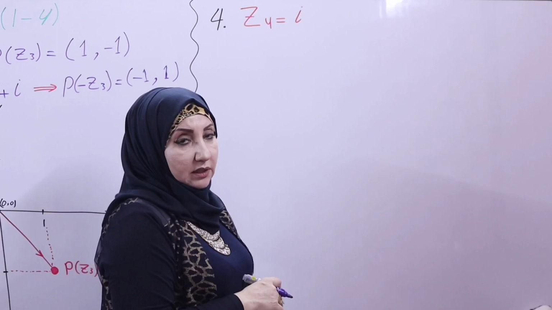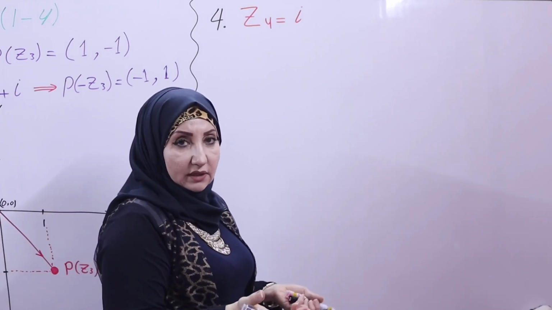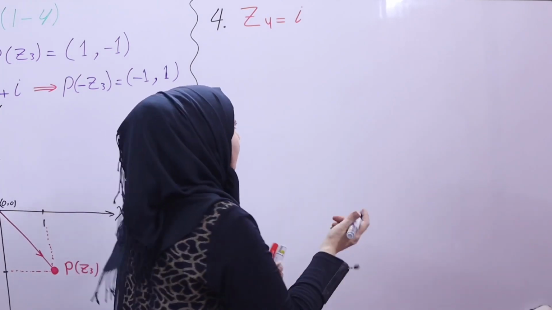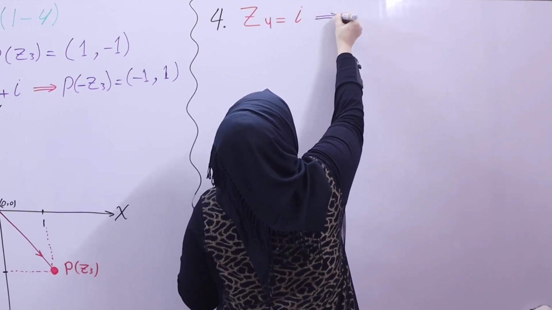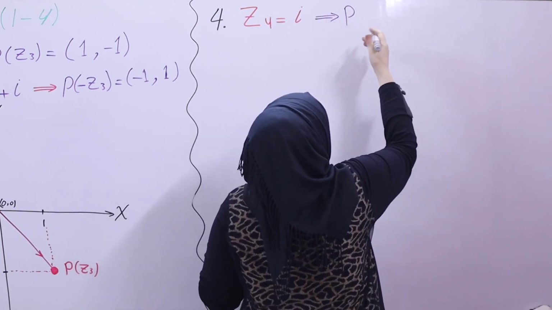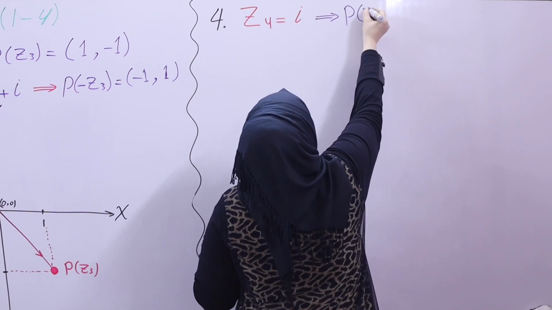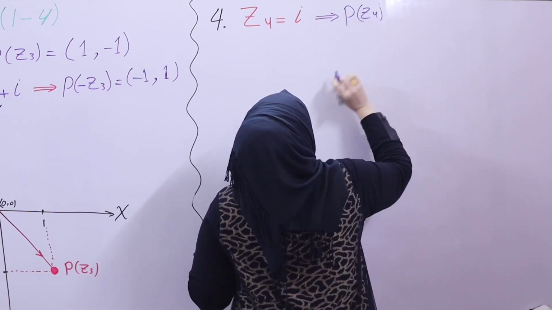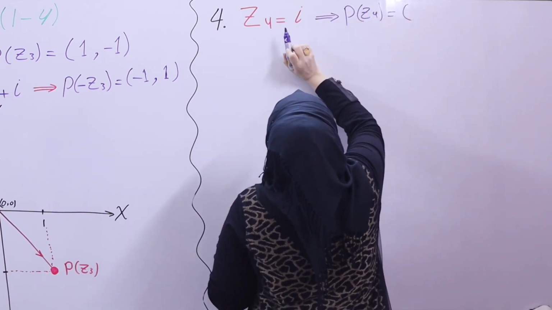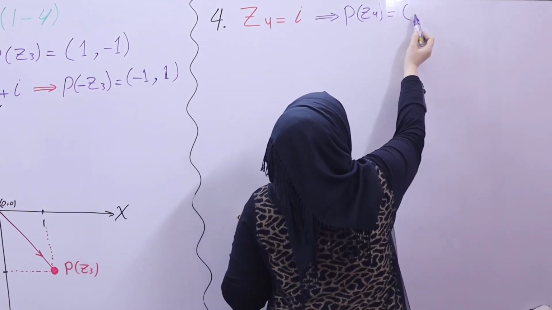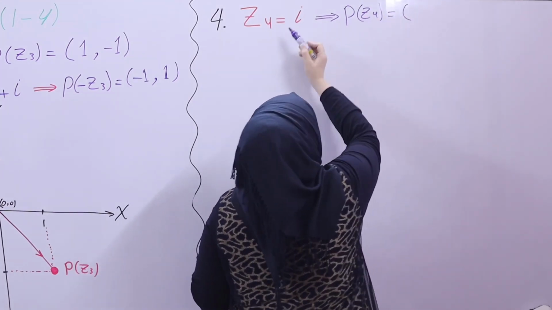Is there anything difficult? No. That means the real part equals 0. So it is very easy to find the ordered pair which represents the point of Z4. The real part will be the x coordinate. How much is the real part?